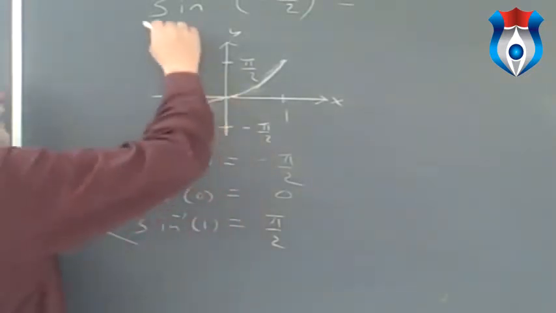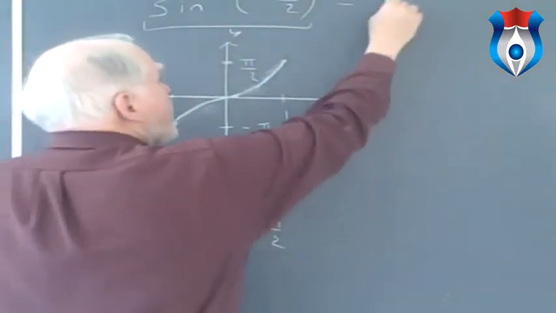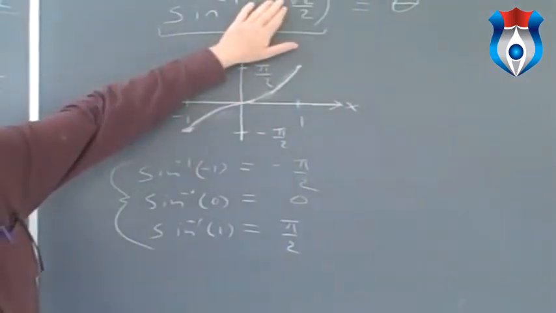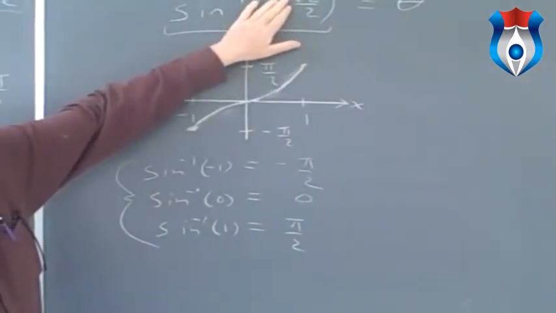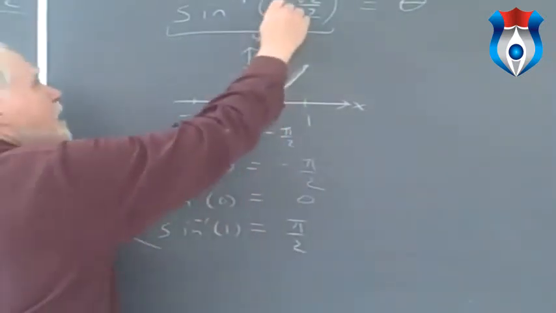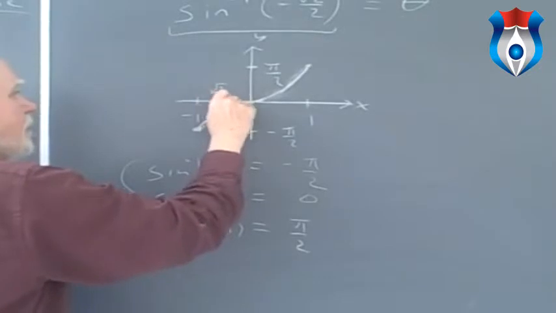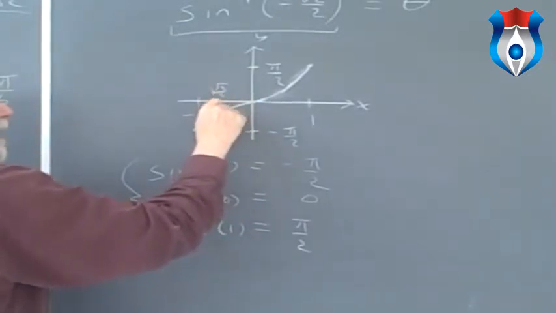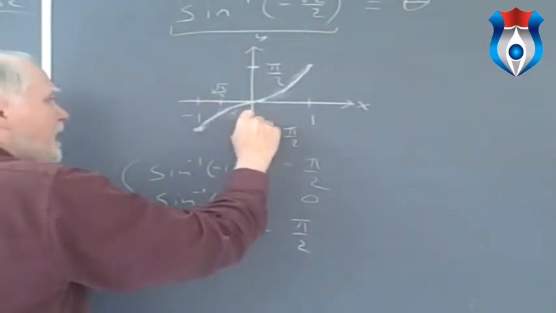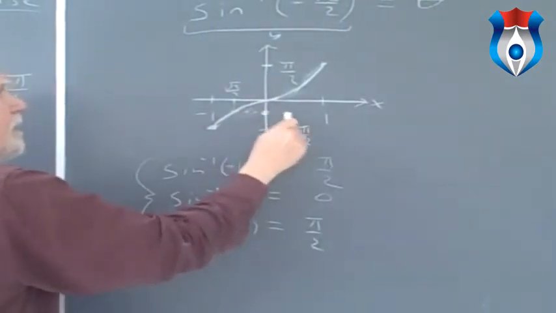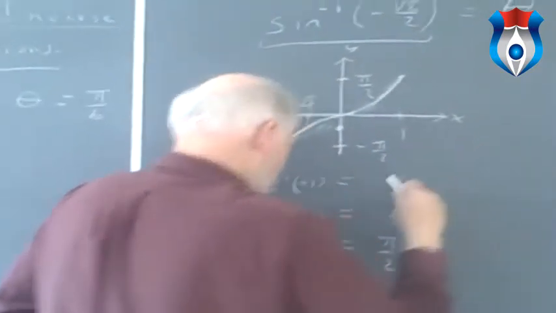And so again, you think of this as being theta. So I'm going to call it theta. Now, if it were a positive argument, I could say theta is in the first quadrant, but it's not positive. So I look at the graph and I take a negative number like negative root 2 over 2 or somewhere out there. I go down like this, I go over like this, and I see that my theta is between negative pi over 2 and 0.